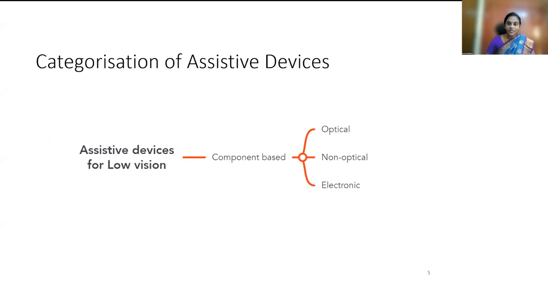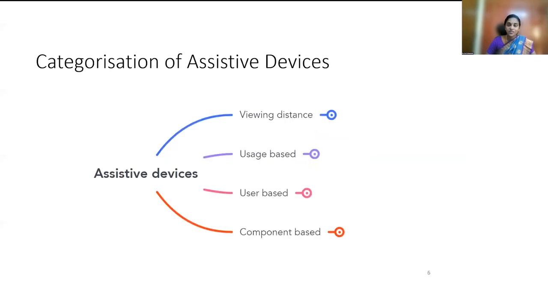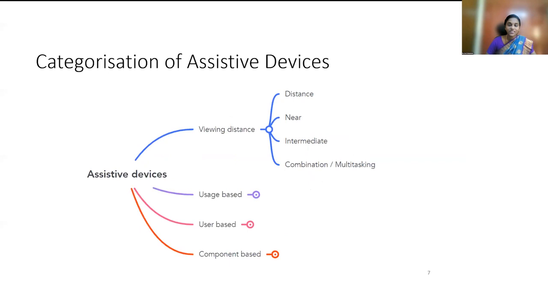I think many of the participants would be students today. When I was a student, I learned about low vision devices based upon the main category as component-based, which is optical, non-optical, and electronic. When it comes to prescribing for a person with low vision, you must understand the assistive devices in a different categorization: whether the device is for distance, or enhances the near visual acuity, or is for the intermediate visual need, or is for multitasking.